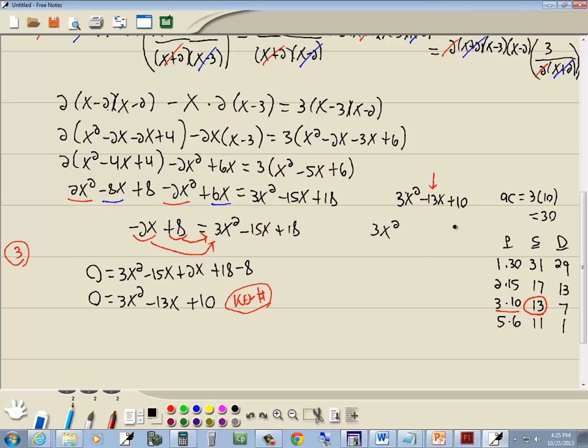So we got 3x squared. Now we're going to rewrite our middle term using those two numbers. Now our larger number that we're using, which is the 10, will always be the same sign as the middle term, which is negative. Number with circles in the S column, S for same sign, so if the 10 is negative, then the 3 will be negative.